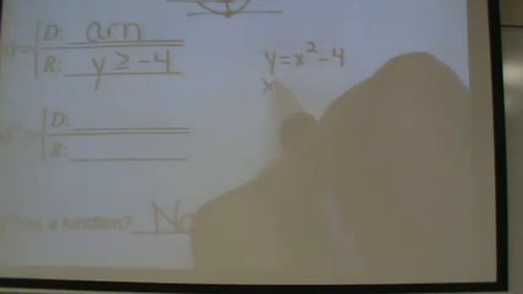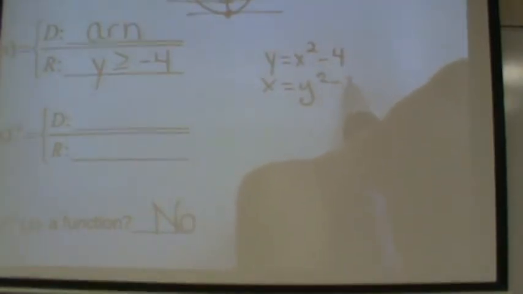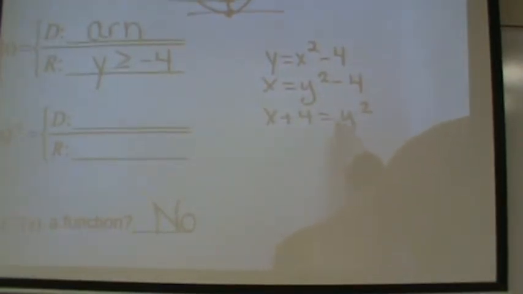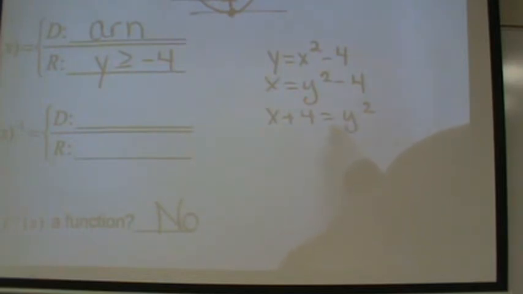How do you find the inverse? I'm going to swap the x and the y. You swap x and y around. Then what do you do? Add 4. What is he doing? He's telling me to add 4. Why? He's trying to solve for y.